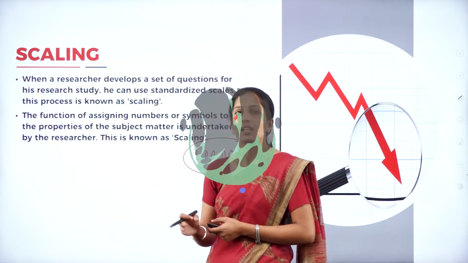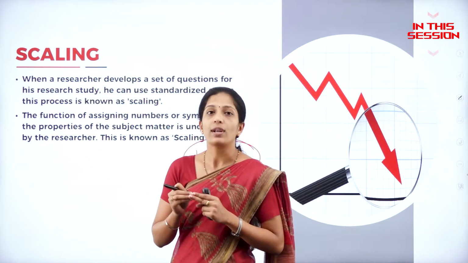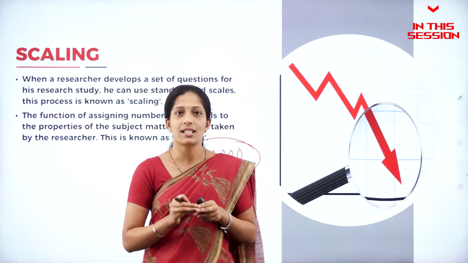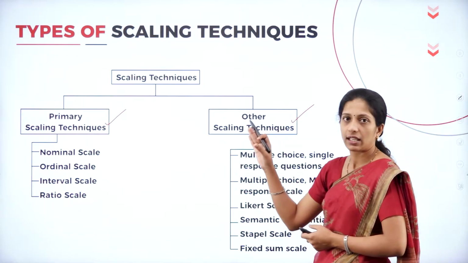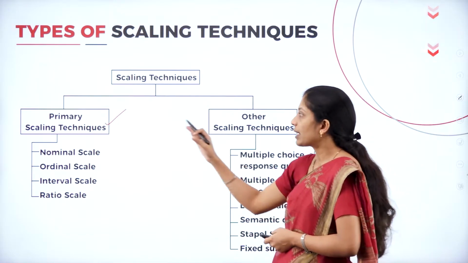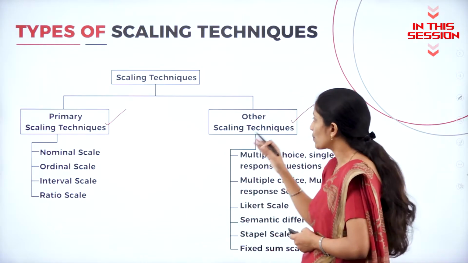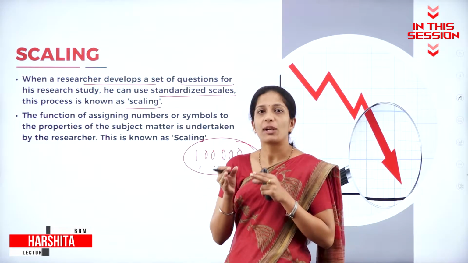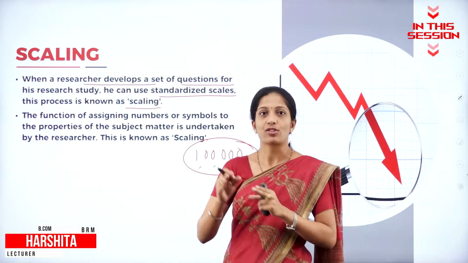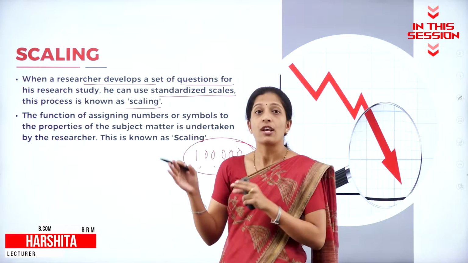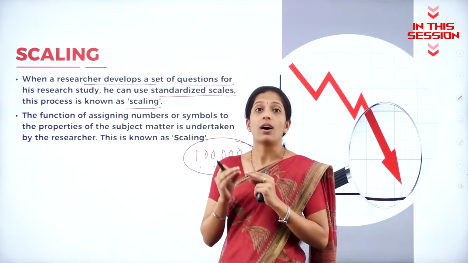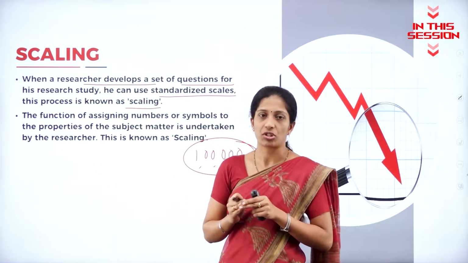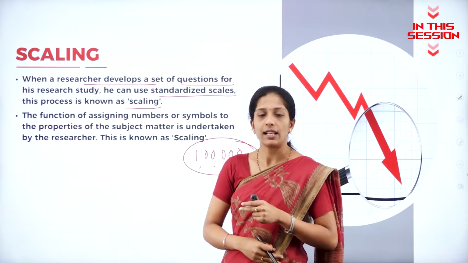Using the scaling techniques, we are going to take only important information which is necessary. The whole scaling technique has been divided into two: primary scaling techniques as well as other scaling techniques. In order to make the information very simple, that has to be recorded in the research report. So that simplification or standardization of information is called as what? Scaling techniques.